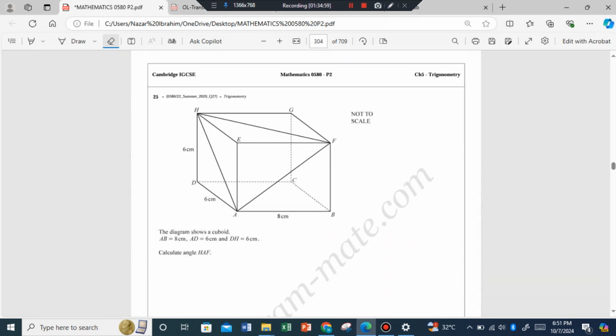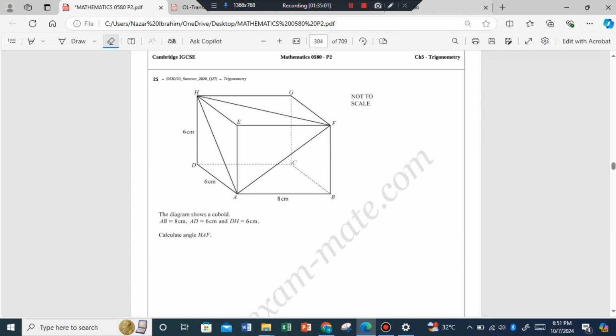Question number 25. In question number 25, a new type of question, we have a cuboid. Cuboid means all three sides or two sides different. We can see in this question 6 and 6 means the length, the width and the height are the same. Length is 8. Calculate angle HAF. Angle HAF means the angle formed between line HA and line AF. This I need to calculate.